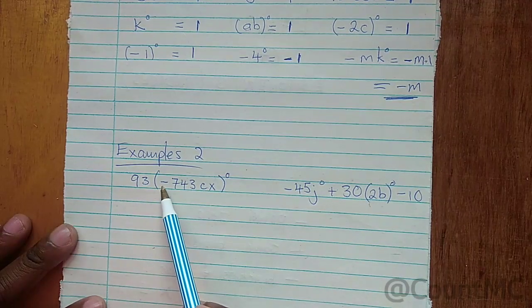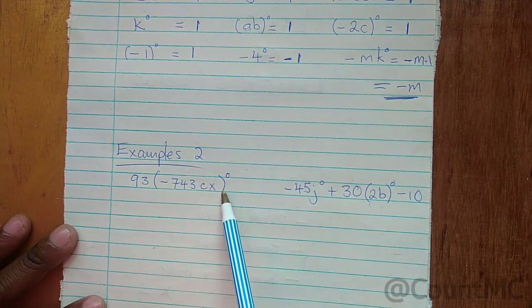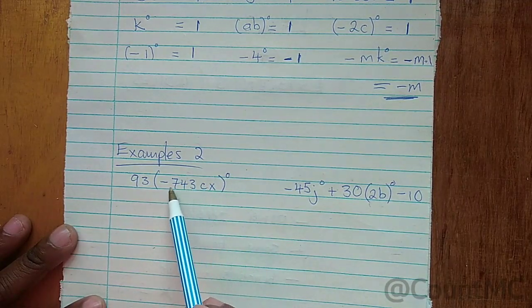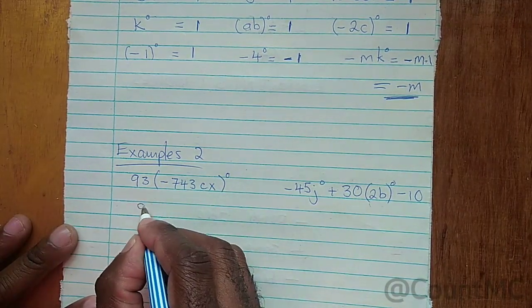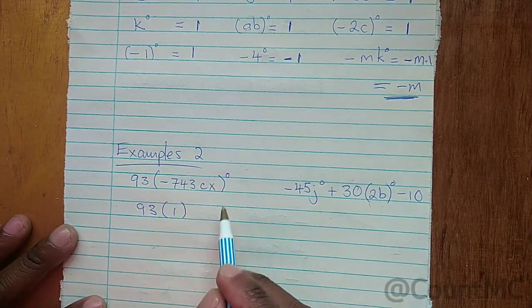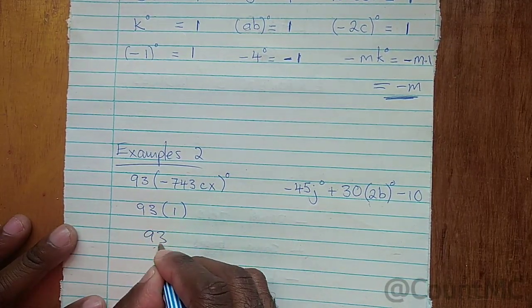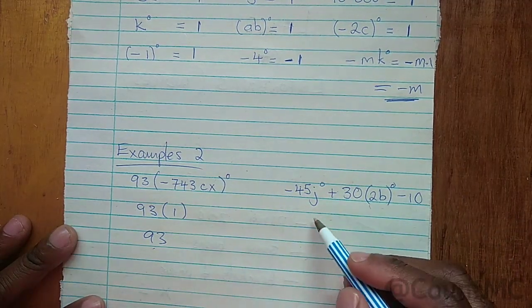So we have 93 multiplied by a bracket. We really don't care whatever is inside because the whole bracket is to the power 0. So this will be 93 times 1. This whole bracket turns into a 1. 93 times 1, the answer is 93. Bracket to the power 0 is just 1.